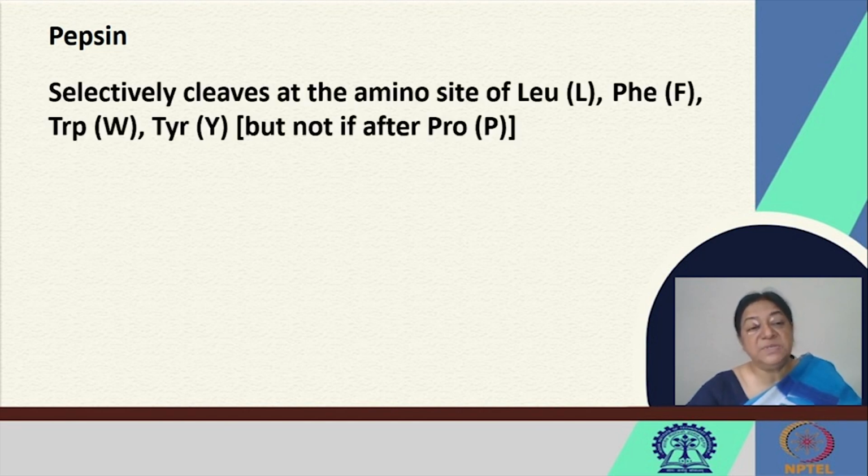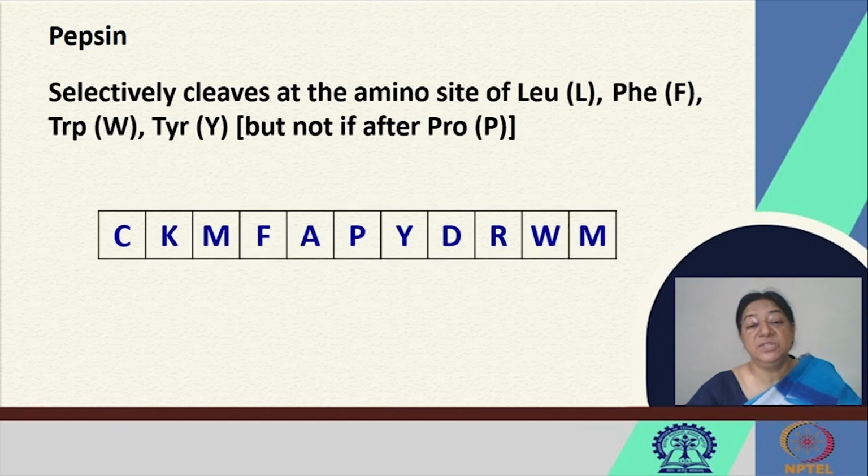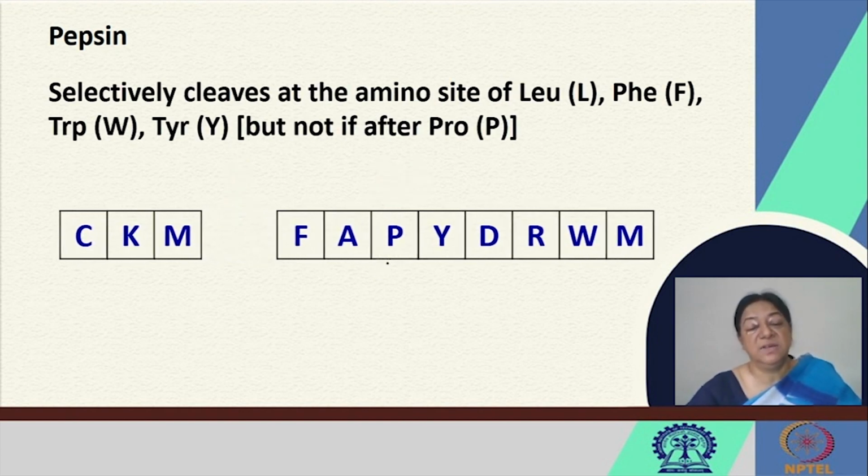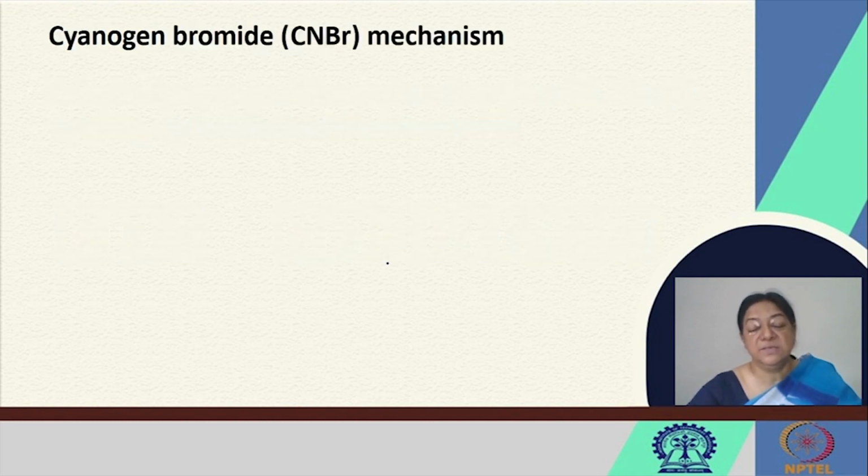In the case of pepsin, this also selectively cleaves at the amino site of leucine, phenylalanine, tryptophan and tyrosine, provided it is not after a proline. So if this is after a proline, there will be no cleavage here. However, we will have these fragments formed. So this is the methodology by which we can determine the sequence from the experiments.